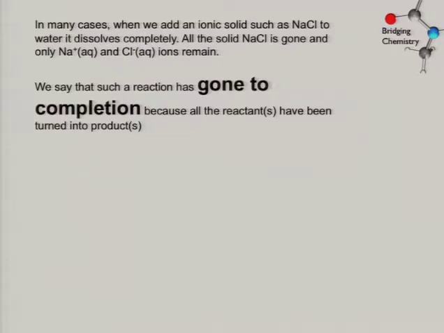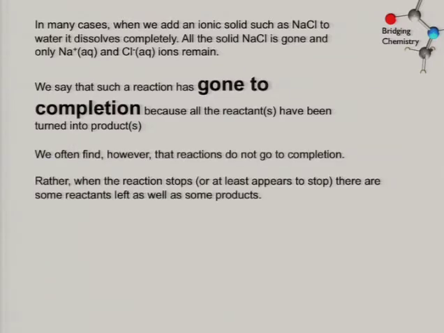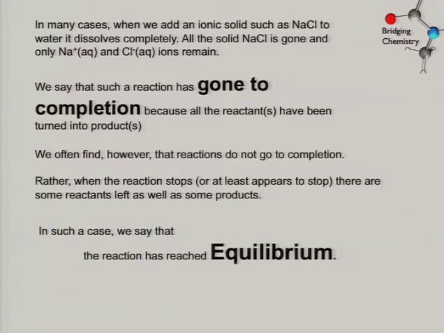But the fact that I'm making a big deal about this reaction having gone to completion kind of implies that there's an option. And there is an option. The option is that the reaction goes for a while, but then it seems to stop. So we have reactions which do not go to completion. Instead, the reaction stops, or at least appears to stop, when there is still some reactants left, as well as some of the products which have been formed. And if that's the case, then we say that that reaction has reached equilibrium.